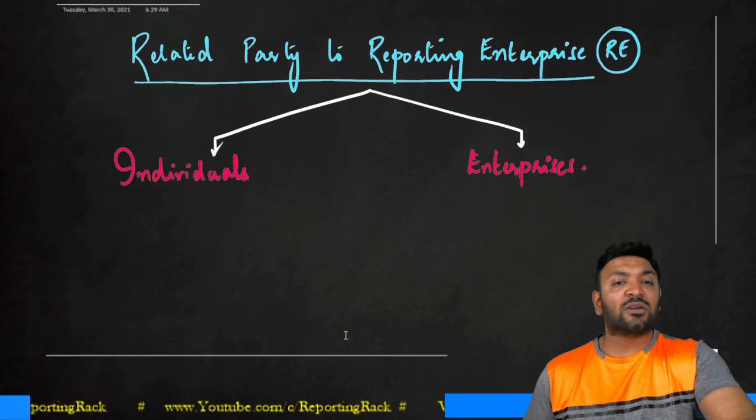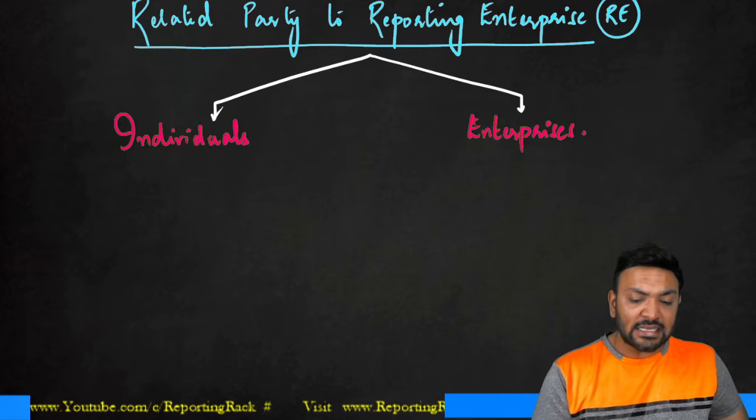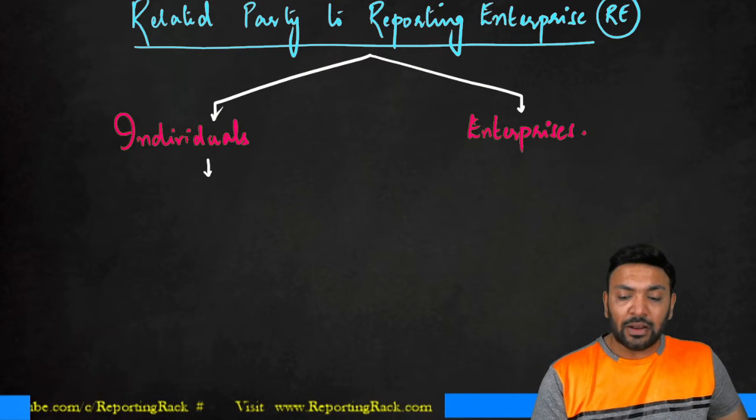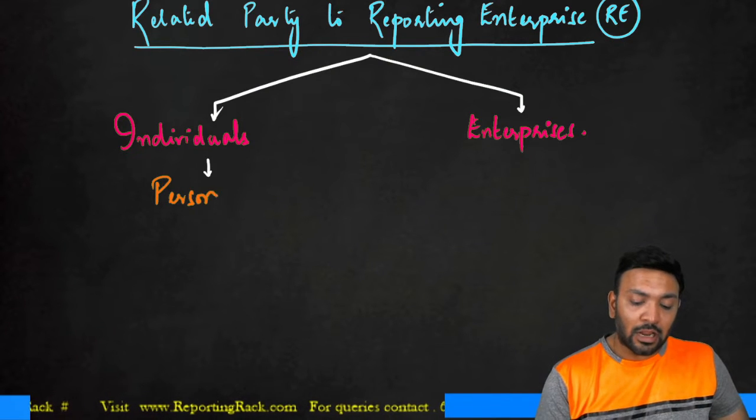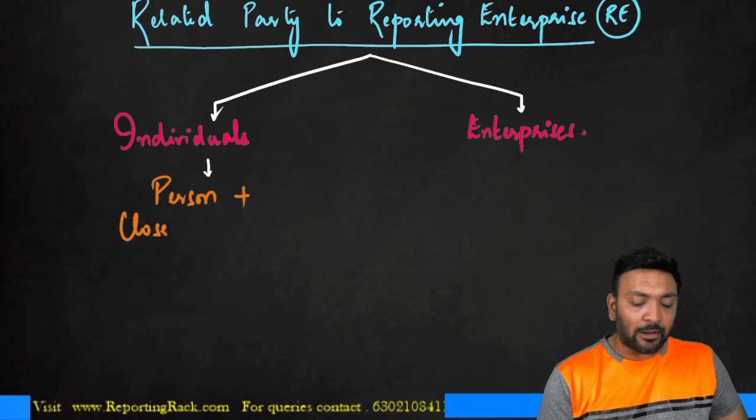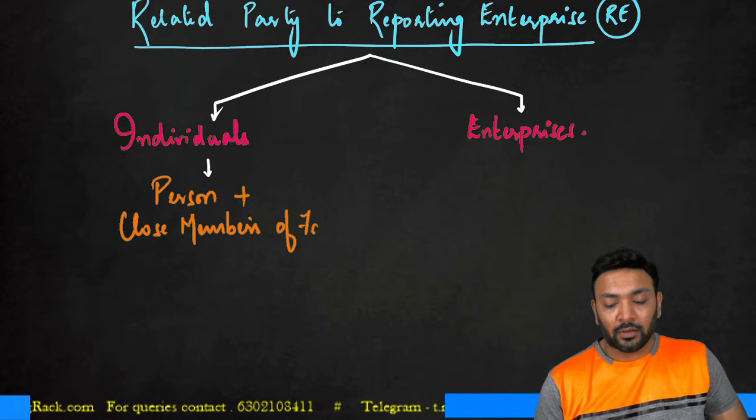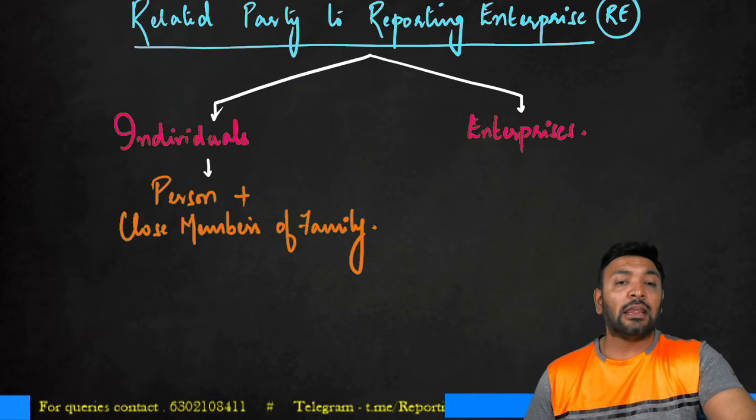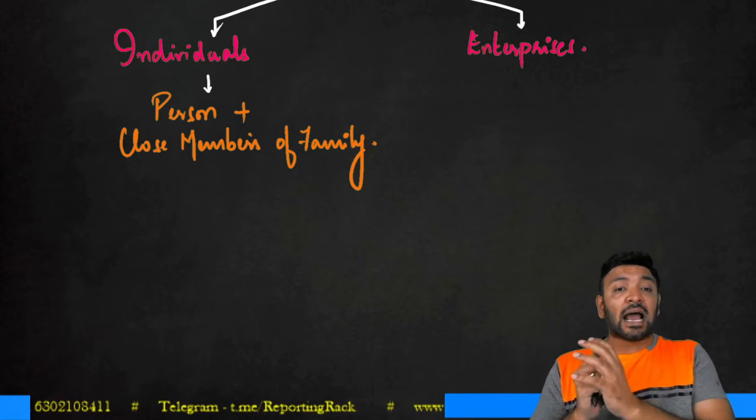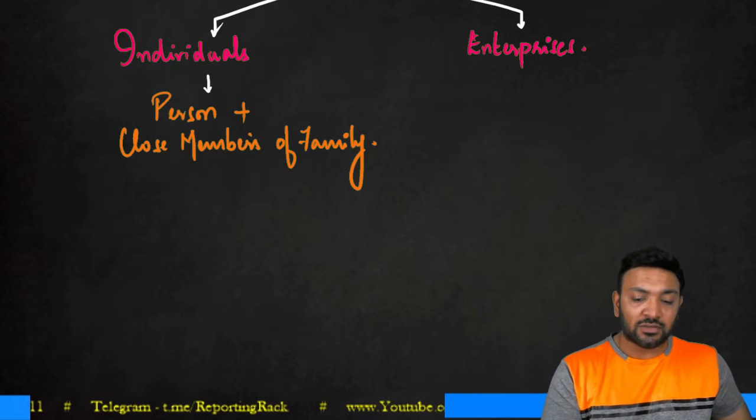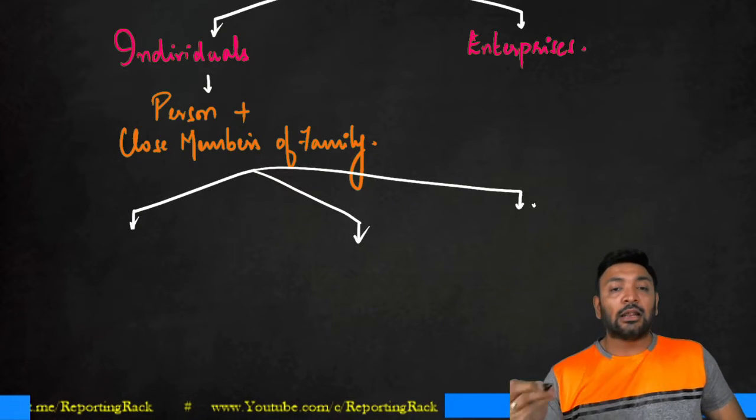Now, whenever I get this situation, let us first understand relating to individuals. When can an individual be considered as a related party to reporting enterprise? He says a person along with his close members of family can be considered as related party to reporting enterprise if they can establish three relationships. A person together with close members of the family can be considered as a related party to the reporting enterprise pursuant to three relationships. What are those three relationships which we'll draw? Number one, number two, and number three. Like I told you, three relationships.